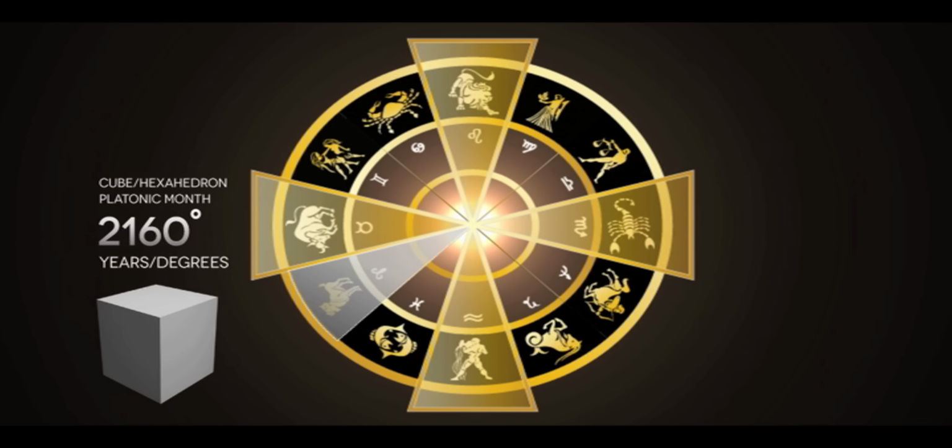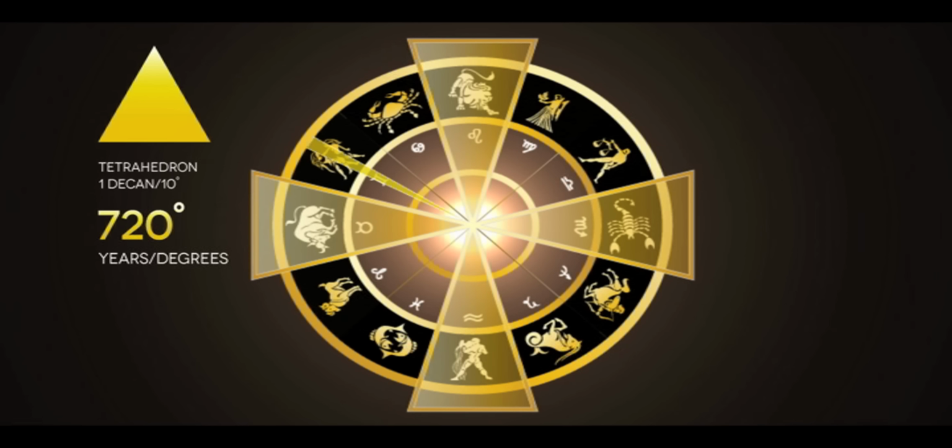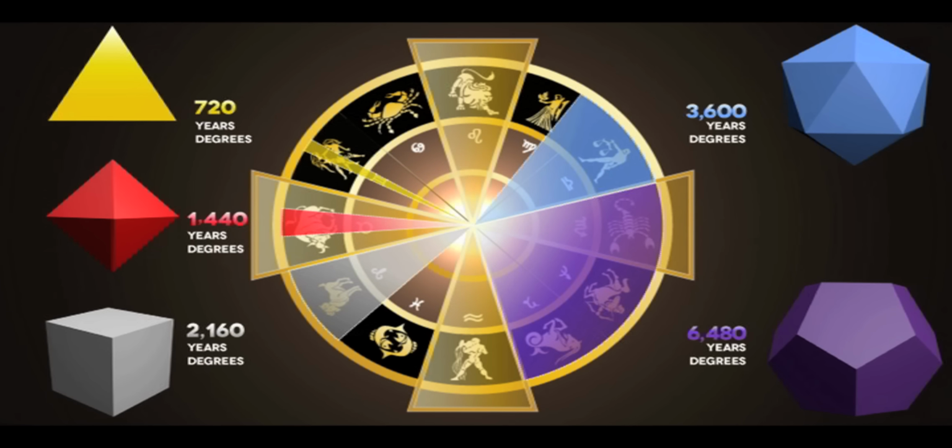And then you'll notice the 2 decans of the ecliptic, or 20 degrees of the ecliptic, is 1,440, the number of degrees in the octahedron. And 1 decan, or 10 degrees, for any of you who've studied astrology, you know that the decans are important to astrological determinations. 1 decan of 10 degrees then takes 720 years. And so here we have all 5 of the Platonic solids represented in these particular time cycles.